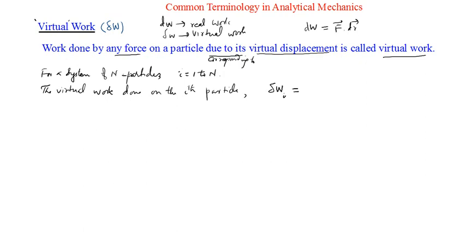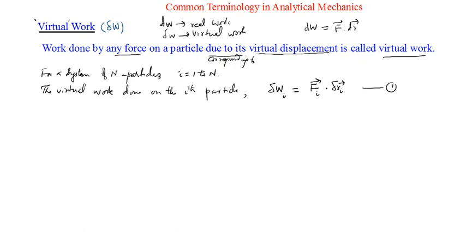So what will it be equal to? It will be equal to the total force acting on the ith particle. So I'm writing Fi. Fi is the total force acting on the particle. Fi dot the virtual displacement for the particle, delta Ri. Fi dot delta Ri, right? So let me call this equation number 1. That's the definition for the virtual work done on the ith particle.